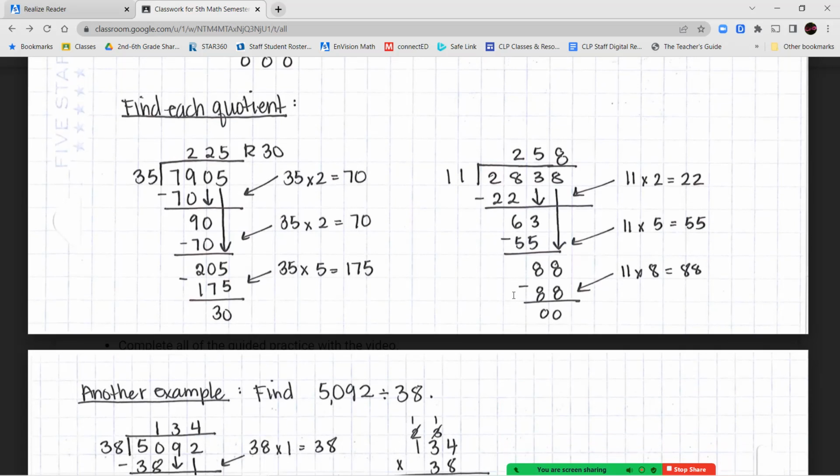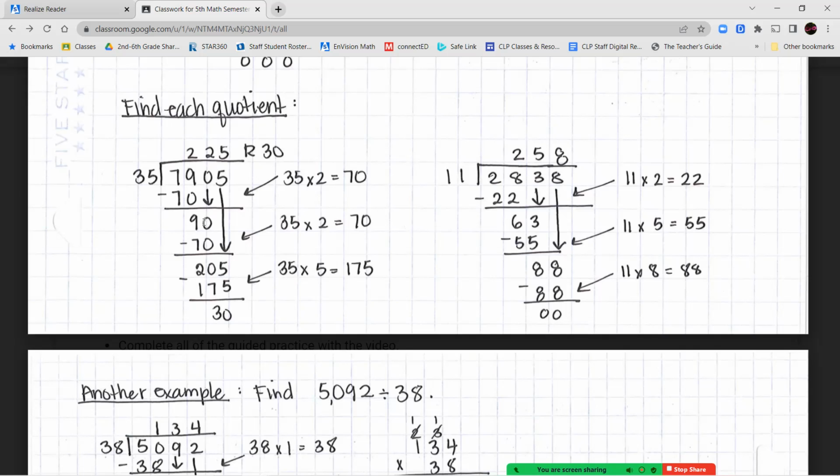Okay, next it says find each quotient. So we have 7,905 divided by 35. So think, 35 does not go into 7, but 35 does go into 79 2 times. 35 times 2 is 70. So I put my 2 over here above that last digit that I used. I subtract the 70, and I'm left with 9.